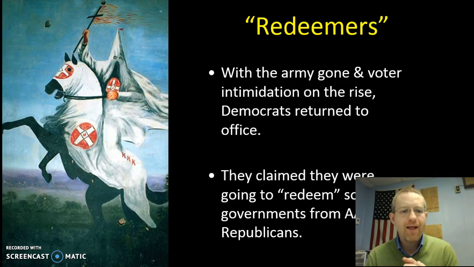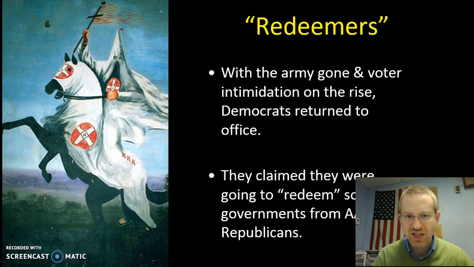Don't worry about that. So now with the army gone, you can have people like the Klan start to intimidate black people away from voting. The army's gone, so groups like the Klan tell black people, if you vote, we will hang you, we will beat you, we will do whatever. So black people stop voting in the South.